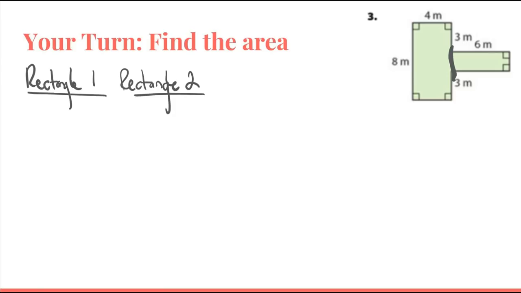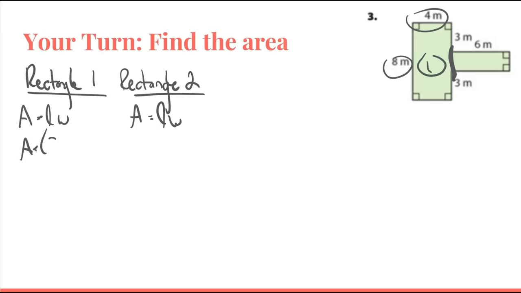But our formula for area of a rectangle is area equals length times width. So I fill that in, and then I fill in the missing information. So for my first rectangle, I'm going to call this one rectangle 1. I have 8 meters is my width, 4 meters is my length. So I just plug that in. Area equals 8 times 4. 8 times 4 is 32.